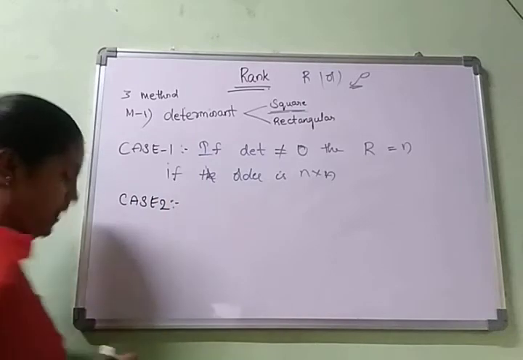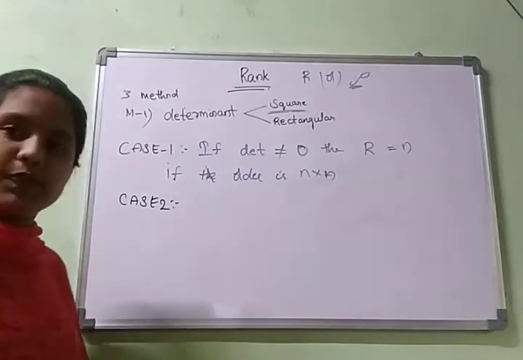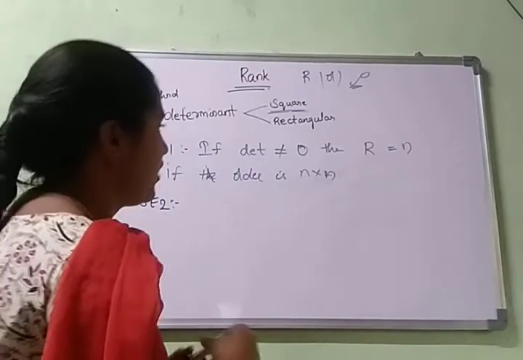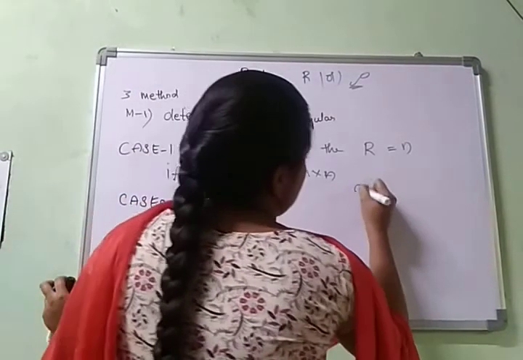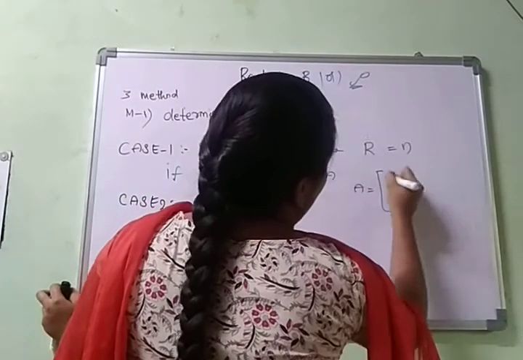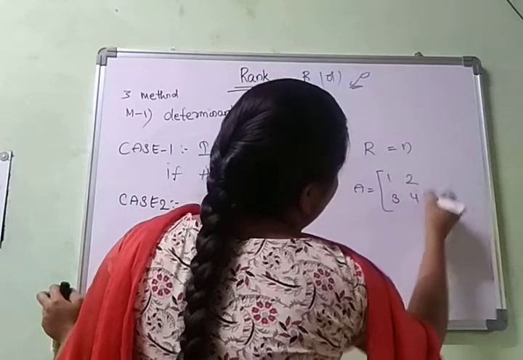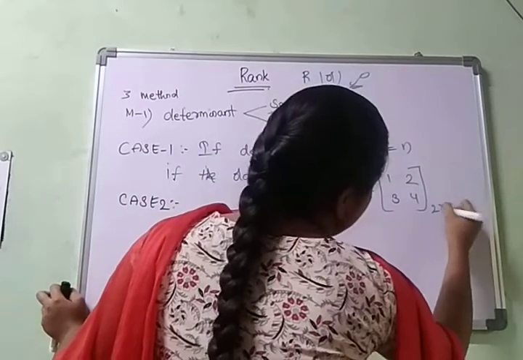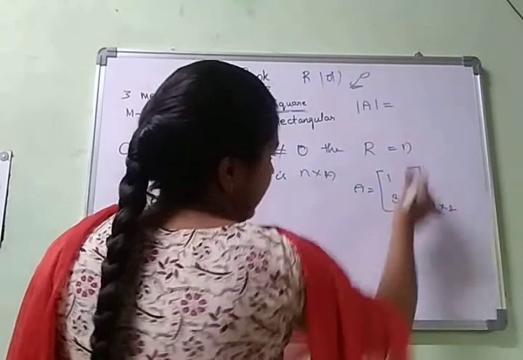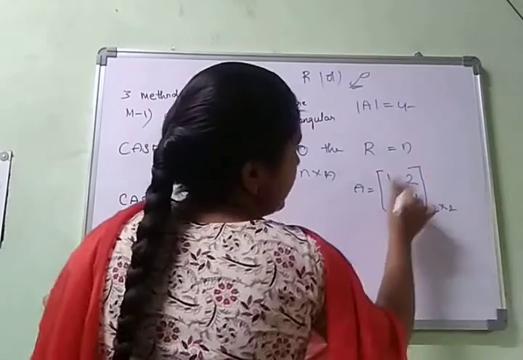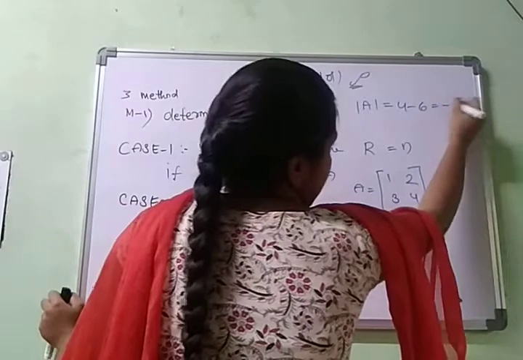First I'll explain the case with an example for each. Suppose A is equal to [[1, 2], [3, 4]]. This is a 2 by 2 matrix, right? Find the determinant of A. The determinant of A is 1 times 4 minus 3 times 2, right? 4 minus 6 is minus 2.